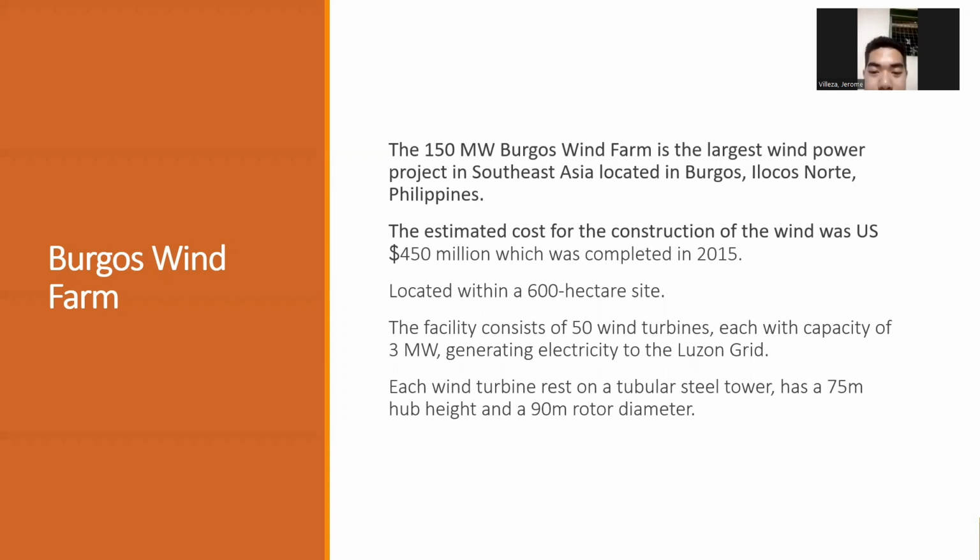It is located within a 600-hectare site. The facility consists of 50 wind turbines, each with capacity of 3 megawatts, generating electricity to the Luzon grid. Each wind turbine rests on a tubular steel tower that has a 75 meters stub and a 90-meter rotor diameter. Next.